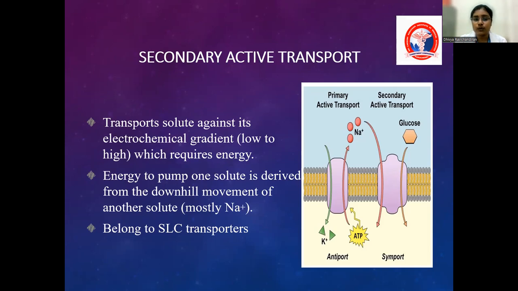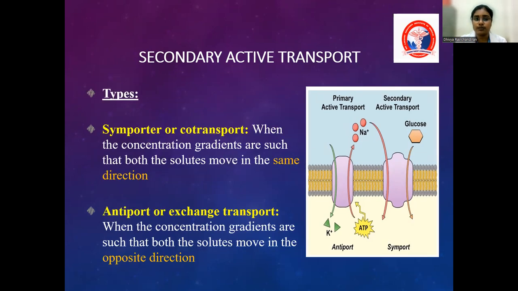And here you have two types of secondary active transport. One is antiport, one is symport. From the name, it suggests that antiport is in two opposite directions. That is, both the ions or both the drugs are moving in opposite directions. Symporter or co-transporter, they are traveling in the same direction, as we can see in glucose transport.